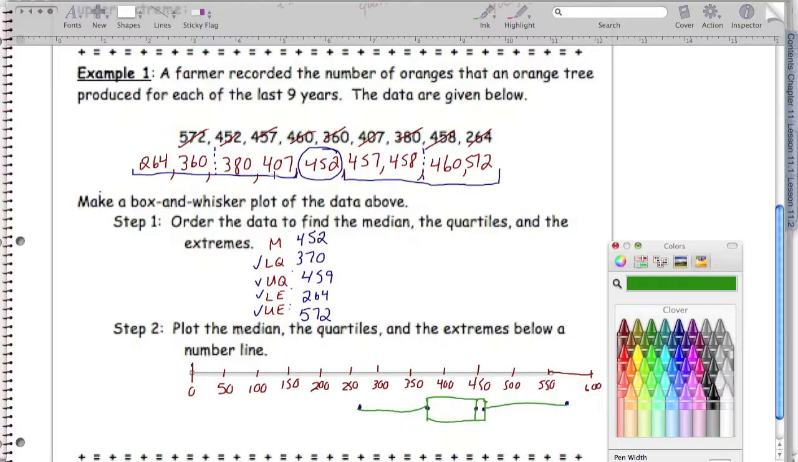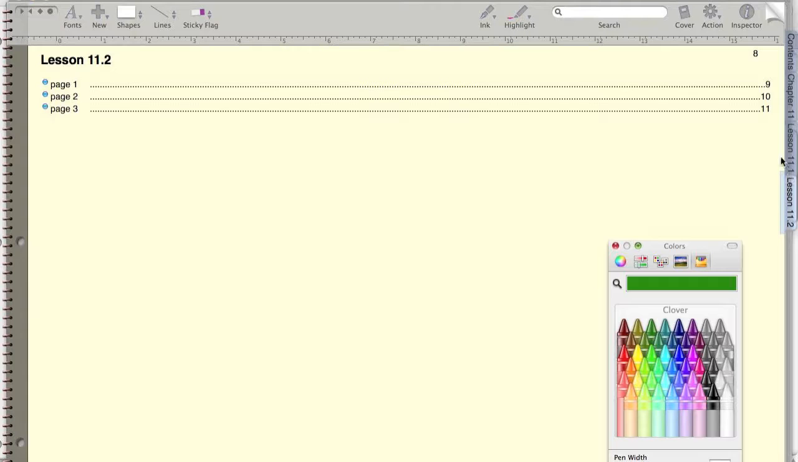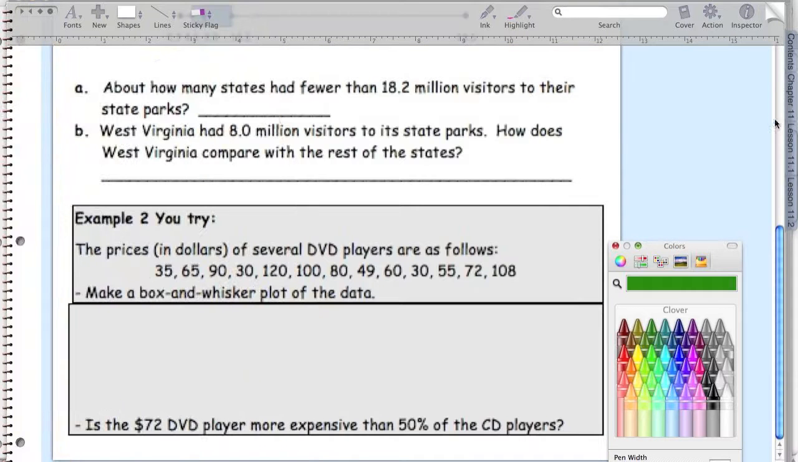Excellent, we are done. We should always label things. Any kind of data display we should label with a title of some kind. So this is the number of oranges grown from the orange tree. I'm just going to call it number of oranges grown. Okay, and there we have our box and whisker plot. Let's go on to the next page.